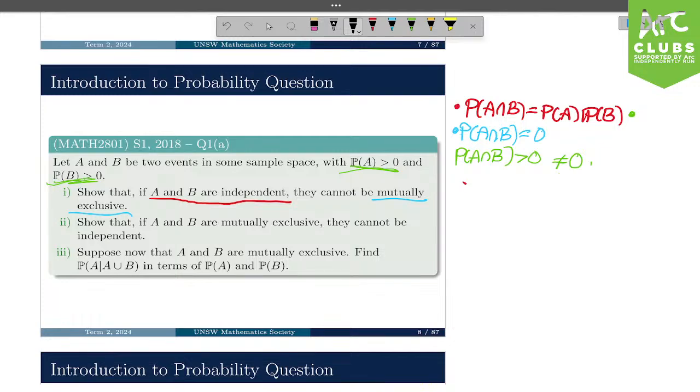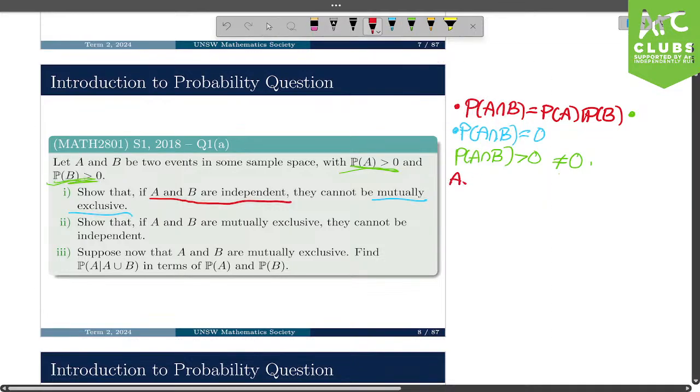Let's go part double I. Show that if A and B are mutually exclusive, so this is like the exact same question, but we have changed the order. Show that if A and B are mutually exclusive, then they cannot be independent. So let's write this out a little bit better, is just say we assume that the probability of A intersect B is equal to 0.